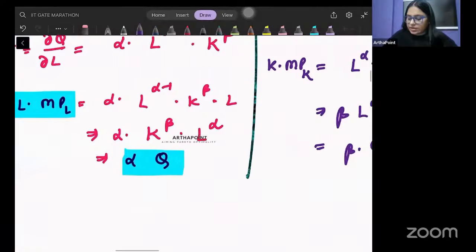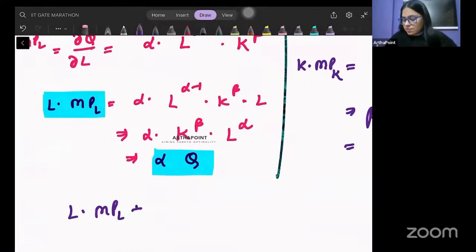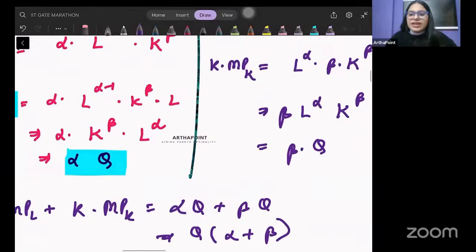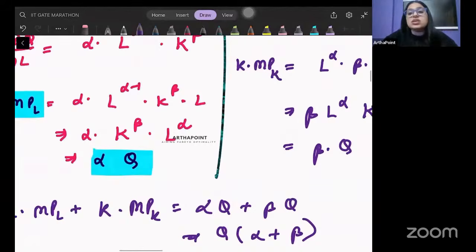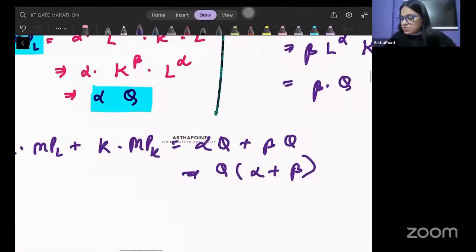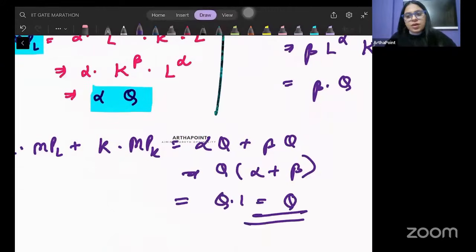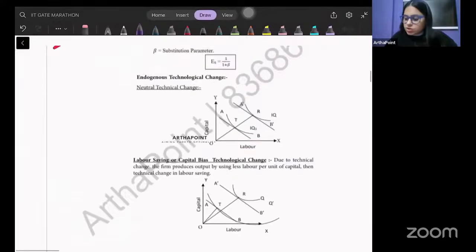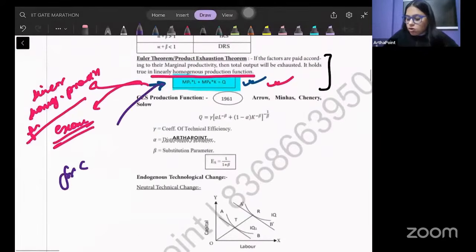Now I just have to add. So L into MPL plus K into MPK will give me alpha into Q plus beta into Q. This will be Q times alpha plus beta. And if it is a CRS function, a constant returns to scale function, if the power alpha plus beta is 1, then what will I get? I will simply get Q into 1. That means I will get Q. So if I have a linearly homogeneous function, meaning a CRS function, a constant returns to scale function, then this equation holds true, and this can be asked very well in the MCQ.